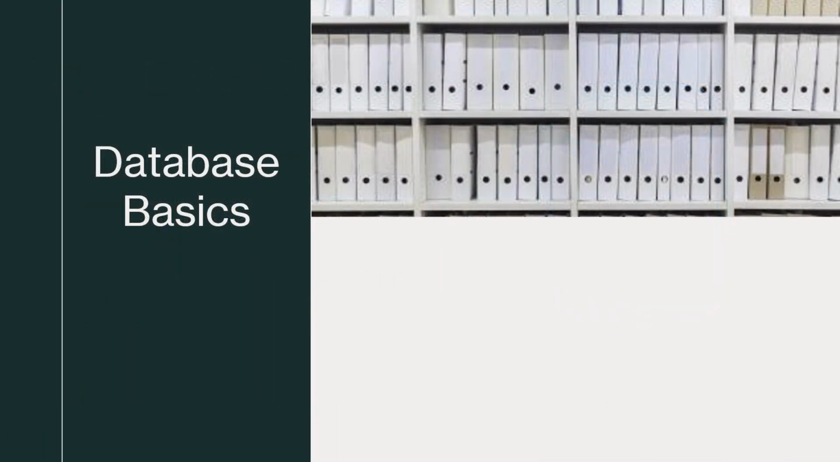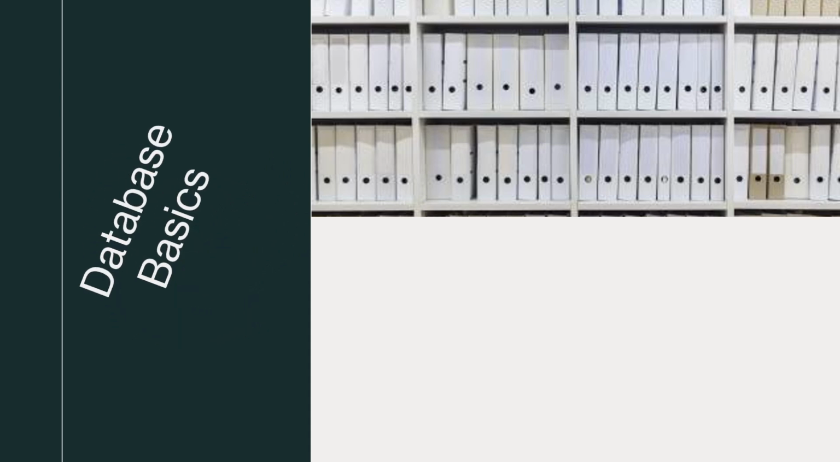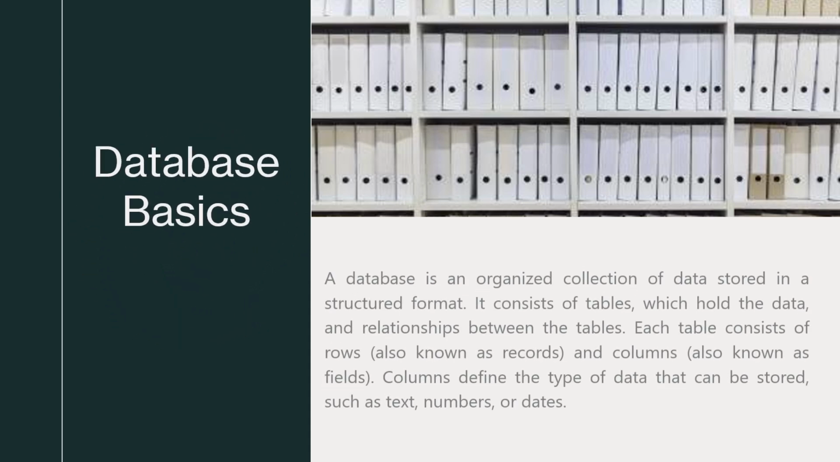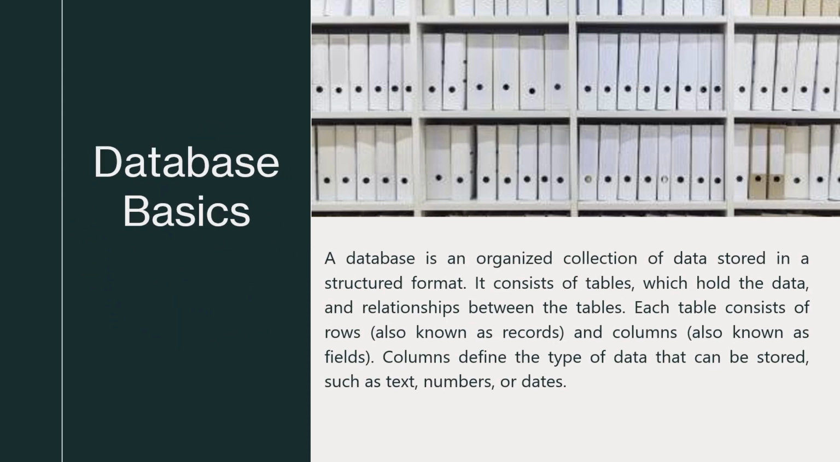Database basics. A database is an organized collection of data stored in a structured format. It consists of tables, which hold the data, and relationships between the tables. Each table consists of rows, also known as records, and columns, also known as fields. Columns define the type of data that can be stored, such as text, numbers, or dates.